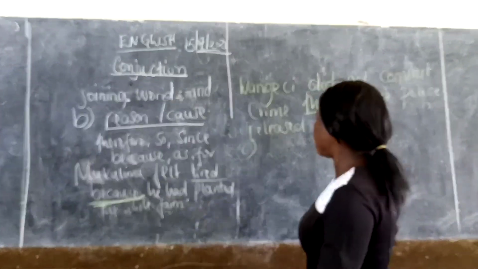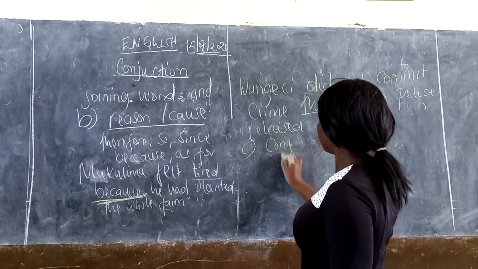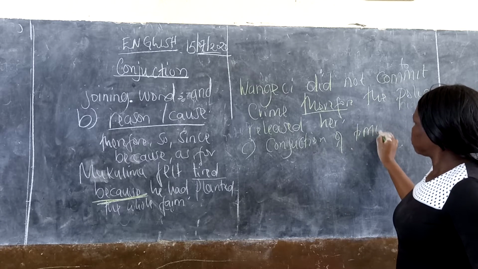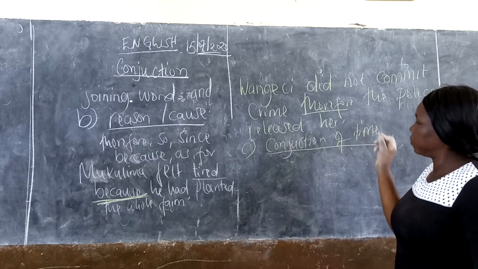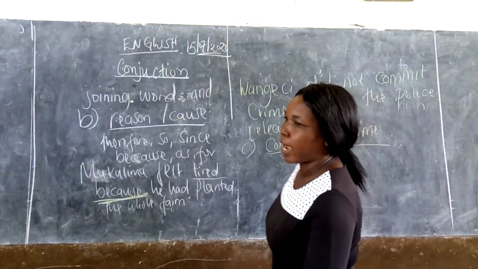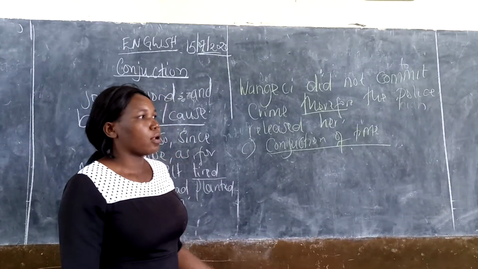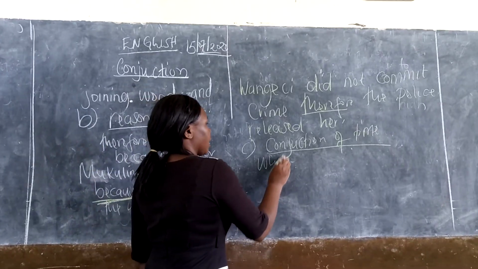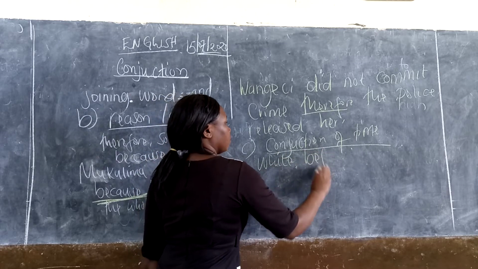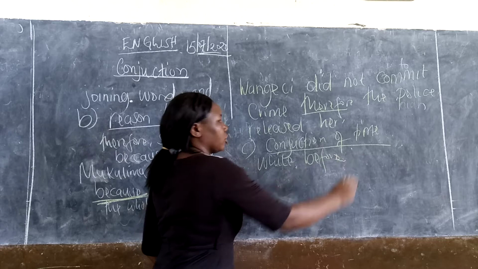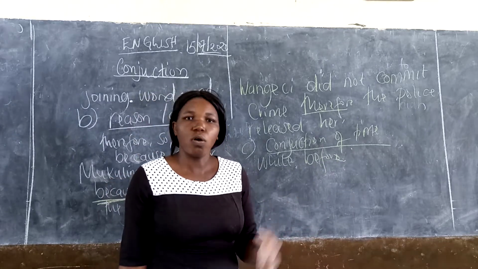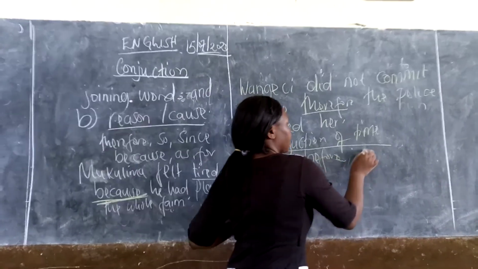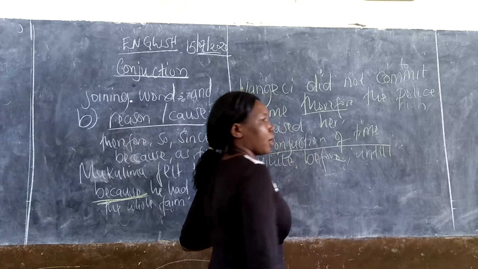Conjunction of time. At what time did that thing happen? While I was in school. This is time. Or before I went home. That is a conjunction. Before I went home, I saw A, B, C, D. We also have until. This is time. We are going to talk about until.